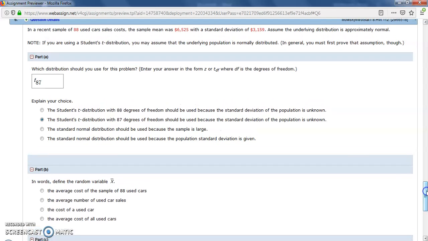So what is X bar? X bar stands for the average, but it's the average of the used car sale costs. So it's the average cost. And it's not the average cost of all used cars, but just of the 88 that we sampled.